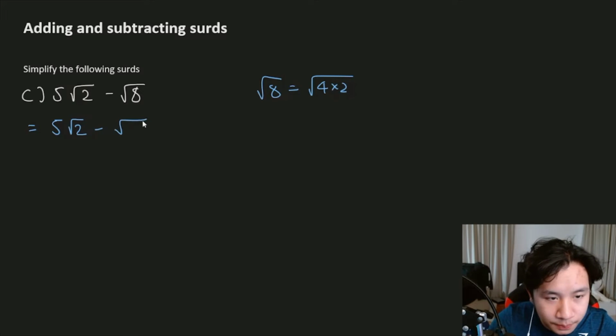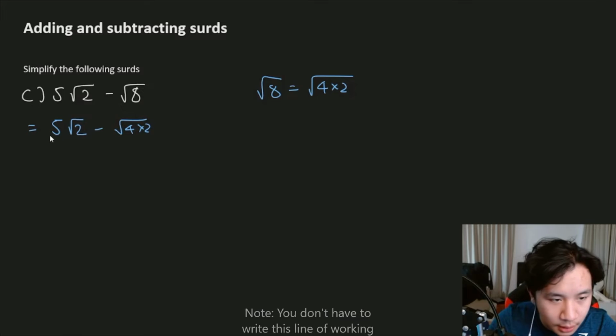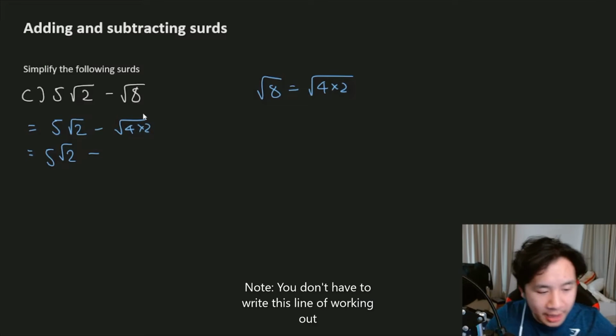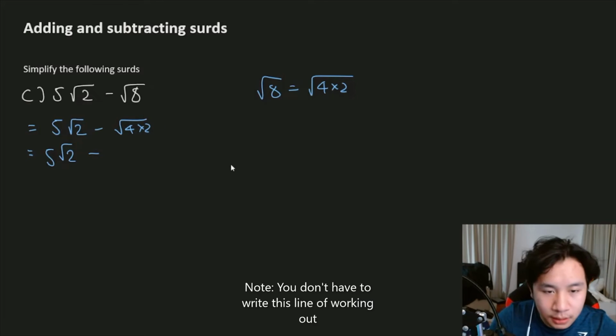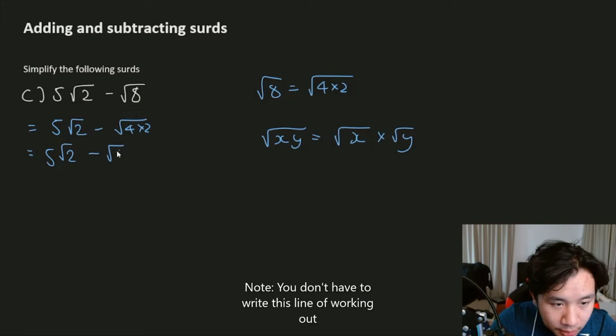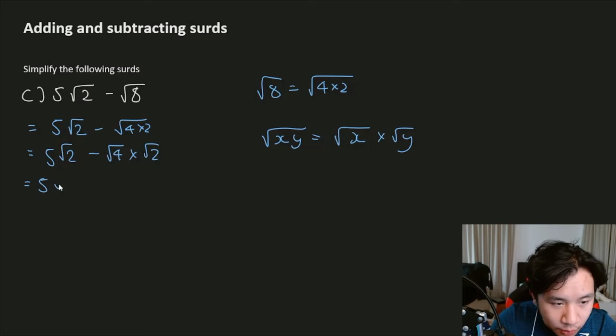I'll just write it here. And this will be equal to 5 square root 2. And because I have it in this form, I can split it into two different pieces because of this rule: square root of xy equals square root of x times square root of y. So I will split it like that. And then I know what square root 4 is. That is just 2. So that'll be minus 2 root 2.